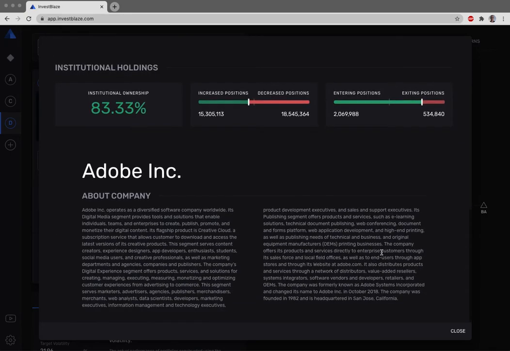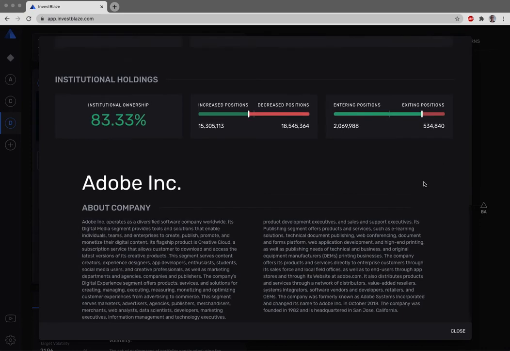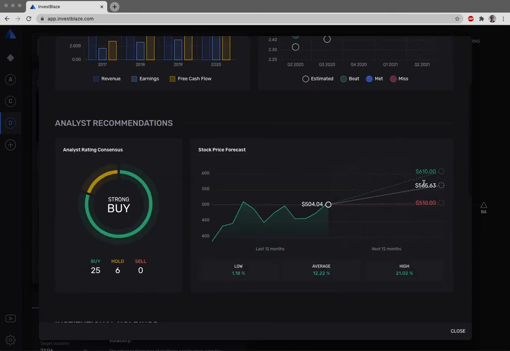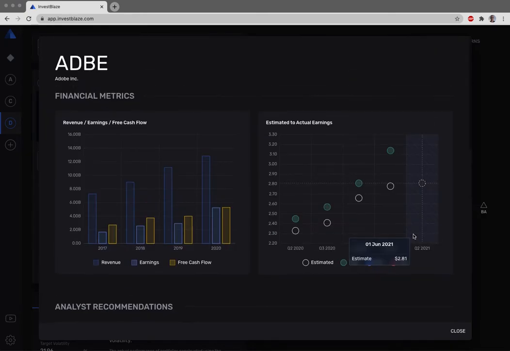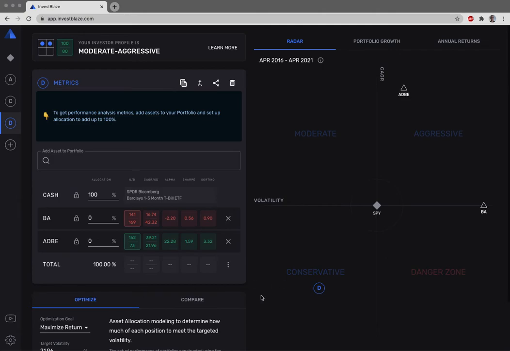Last but not least, we just put a little blurb in there about the Adobe company itself so you can get a feel for where it is if you don't already know it. So that's your quick flash through the financial metrics. So I can close this and we're back to our normal screen here. I do want to talk about the financial metrics pretty quick.